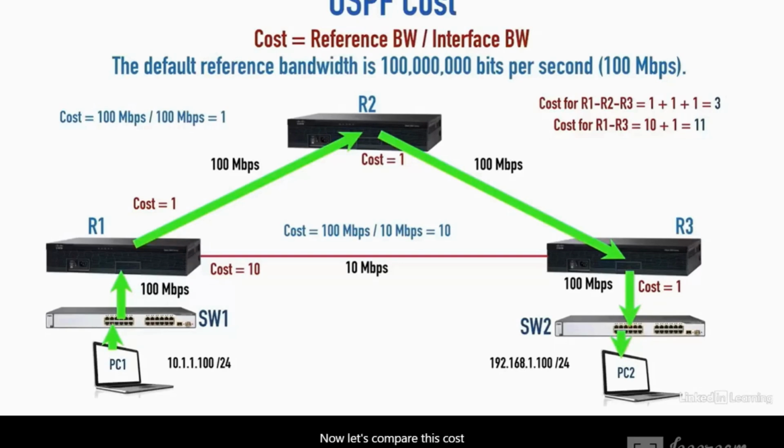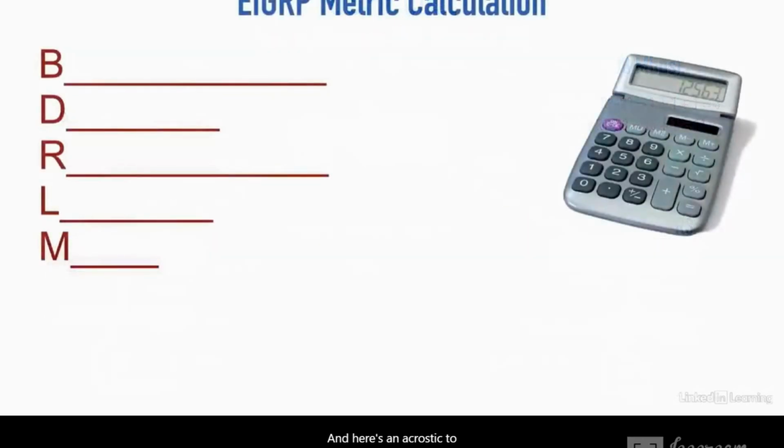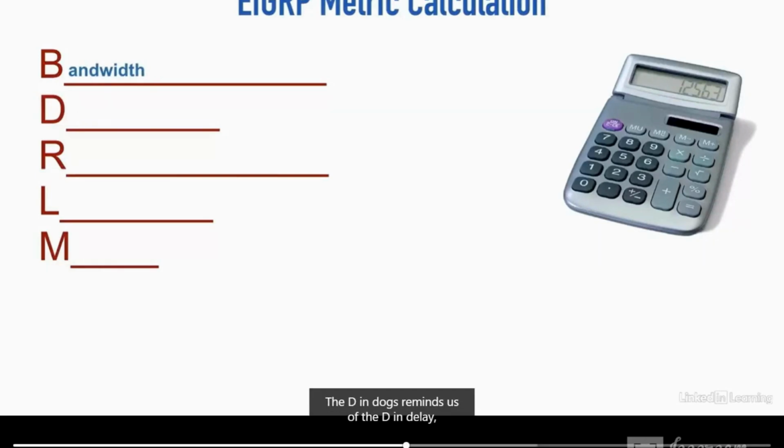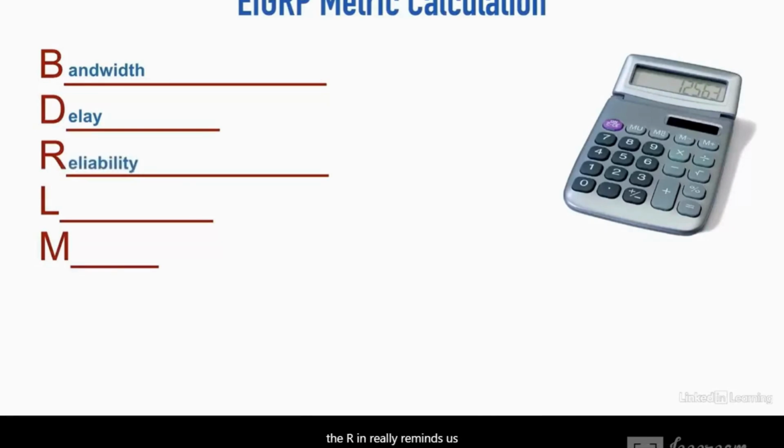Now let's compare this cost calculation and path selection with EIGRP. EIGRP considers more than just bandwidth, and here's an acrostic to help you remember this. Remember the acrostic, big dogs really like me. Big dogs really like me. And the B in big is going to remind us of the B in bandwidth. That's one of the things that EIGRP can consider. The D in dogs reminds us of the D in delay. The R in really reminds us of the R in reliability. The L in like reminds us of the L in load. And the M in me reminds us of the M in MTU. Now let's talk about each one of these.